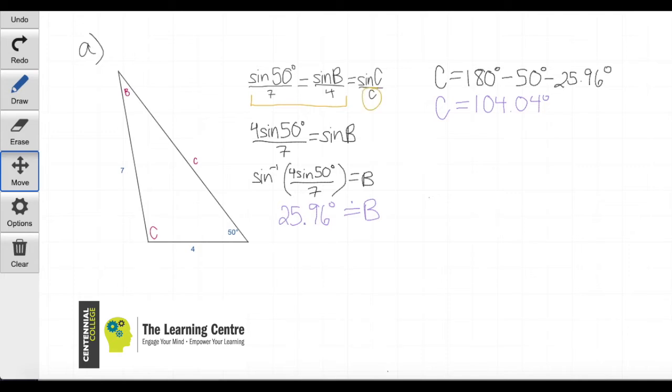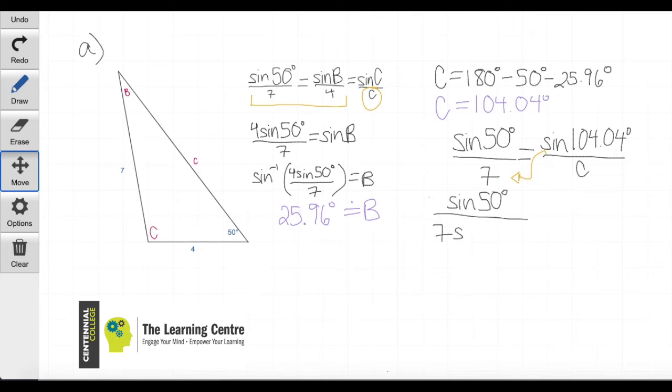The only thing we have to do now is solve for little c, and we will do this by equating sine 50 degrees over 7 to sine of 104.04 degrees over little c. We will first divide both sides by sine of 104.04 degrees, and this will give us the following equality. The only thing that we have to do now to solve for c is to take the reciprocals of both sides. You could also rearrange this equation to get c onto the other side, or you can raise both to the exponent of -1.